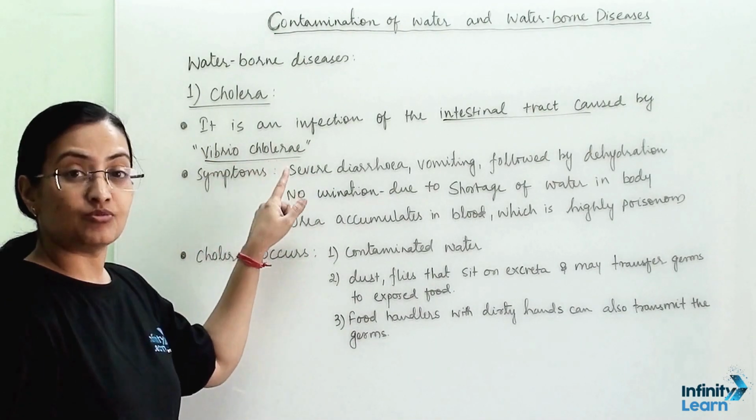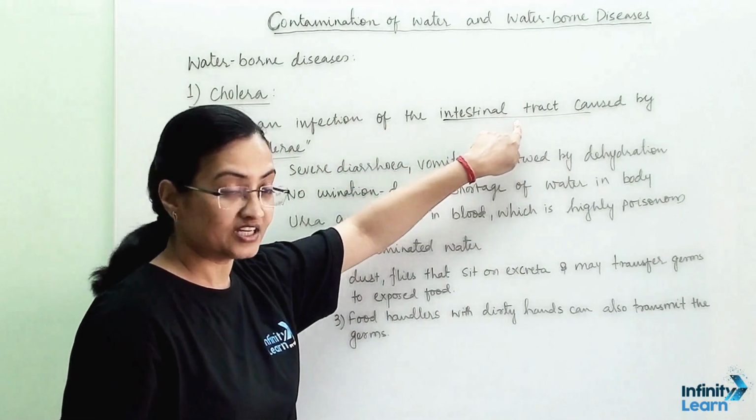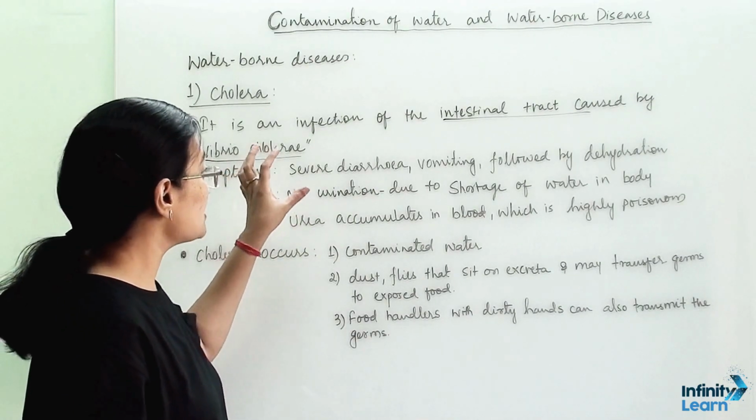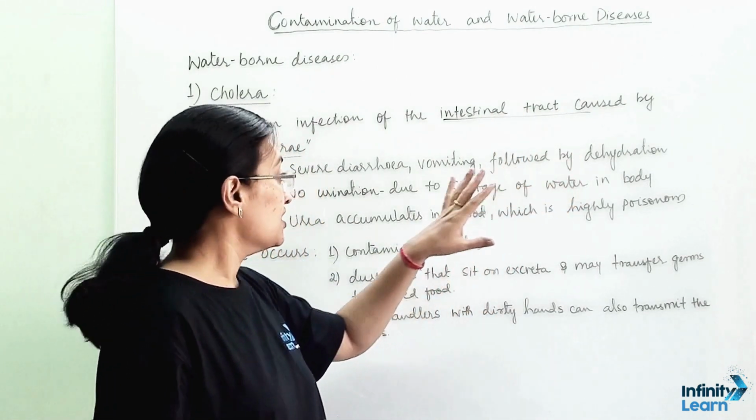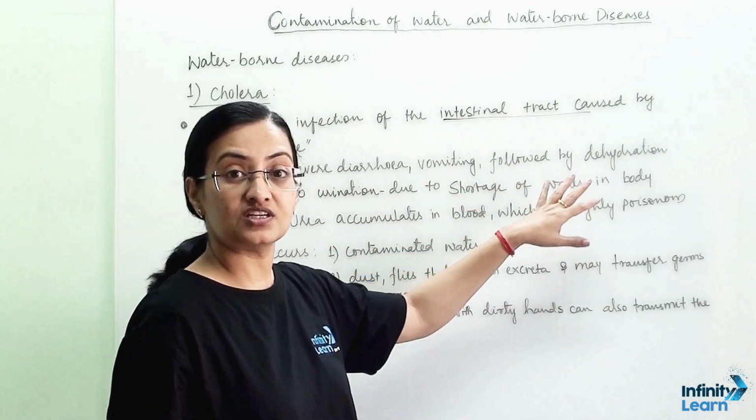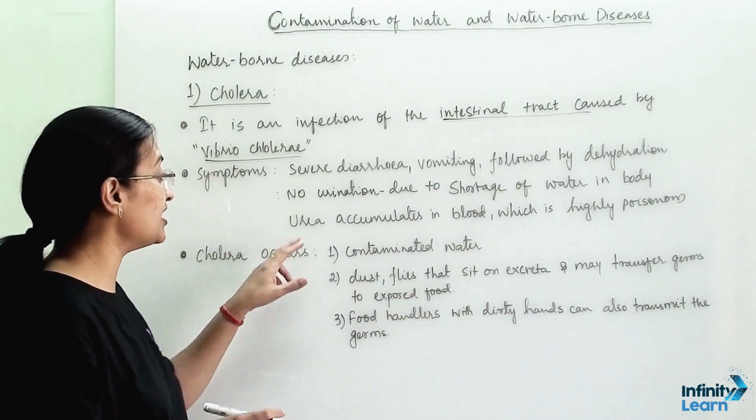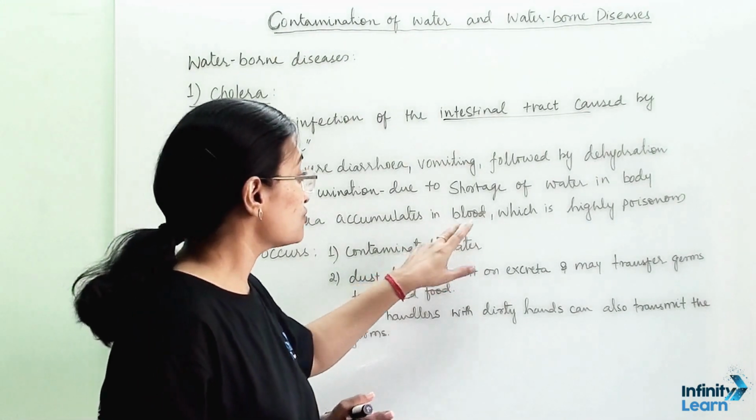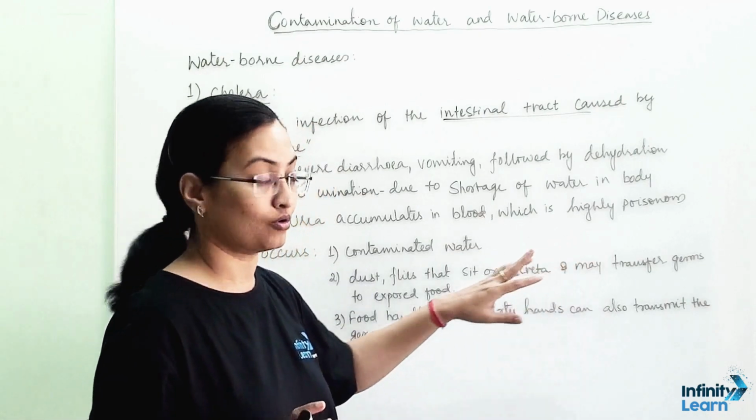So this is the name of the bacteria which will cause cholera, and it is an infection of the intestinal tract. Now symptoms. Symptoms include severe diarrhea and vomiting, followed by dehydration. Due to the shortage of water in the body, the person will not be able to pass urine, and this will accumulate urea in the blood, in the person's body. That is highly poisonous and it can lead to death also.